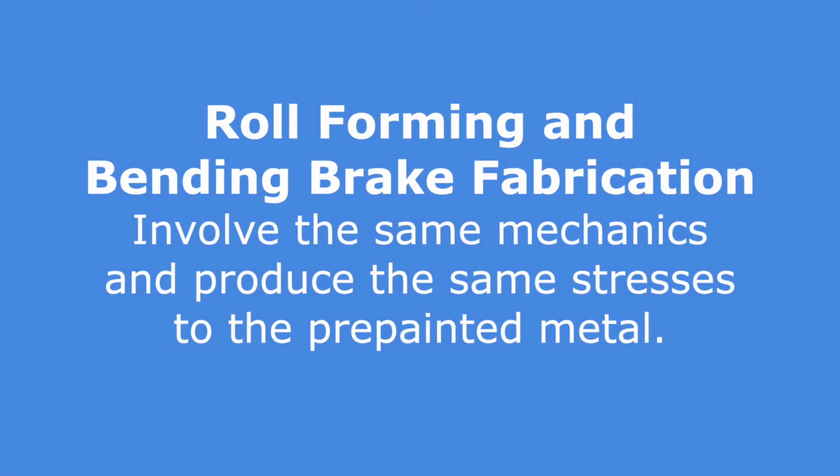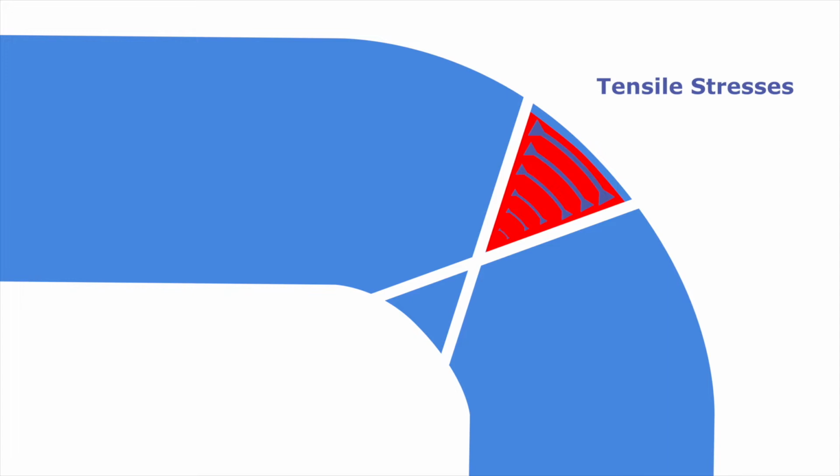Roll forming and bending break fabrication involve the same mechanics and produce the same stresses to the pre-painted metal. Let's first look at what happens when metal is fabricated. In a sheet metal bending process, whether roll forming or using a bending break, the material along the outer bend radius will be stretched, while the metal along the inner bend radius is going to undergo compression.